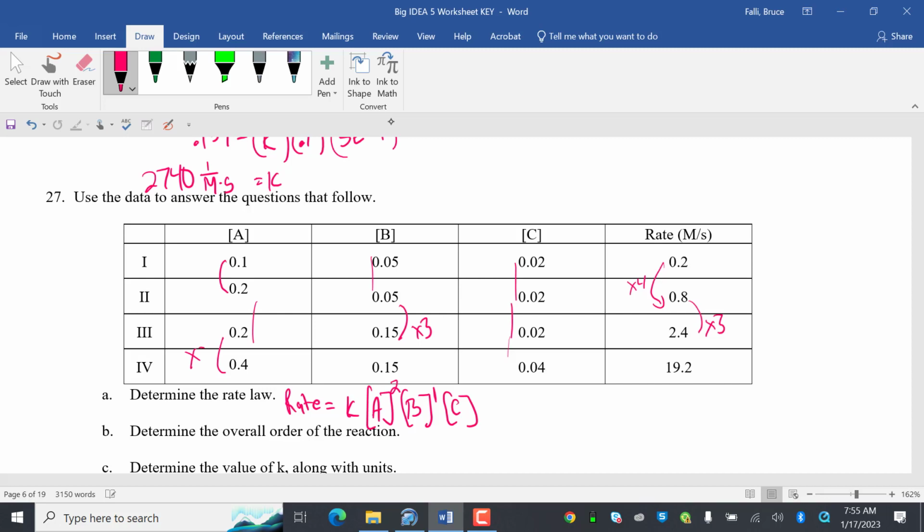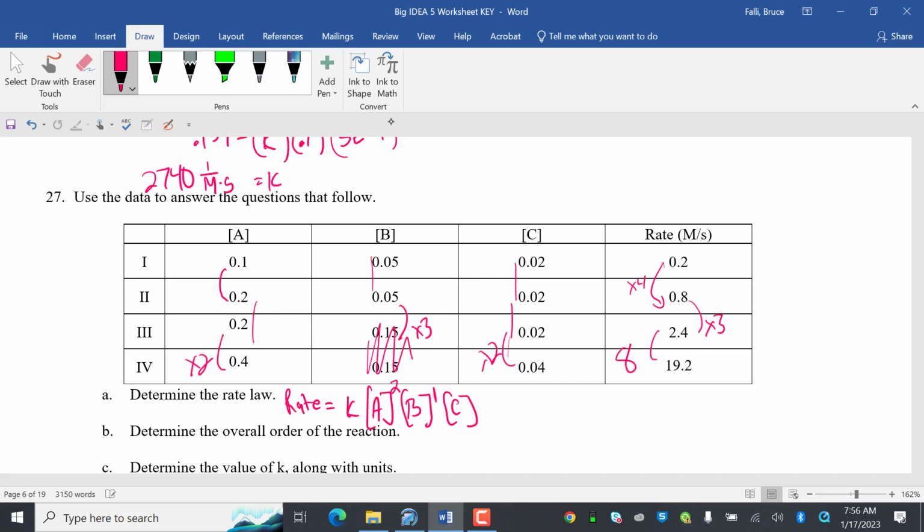This is times 2. This won't matter. This is times 2. And then this is, I'm going to go to my calculator for that. 19.2 divided by 2.4 is, of course, 8.